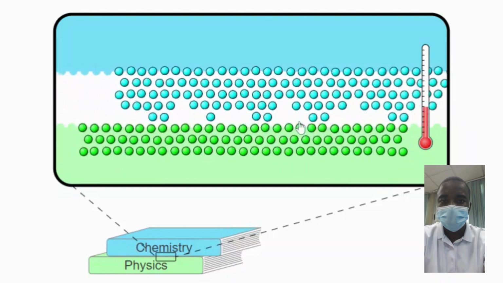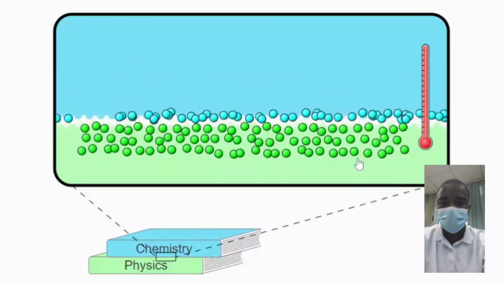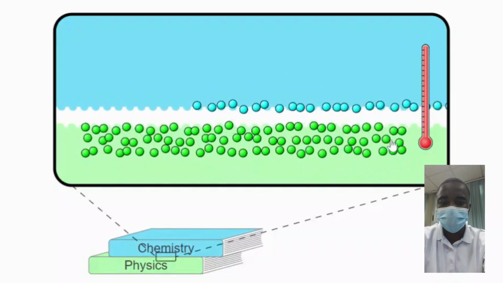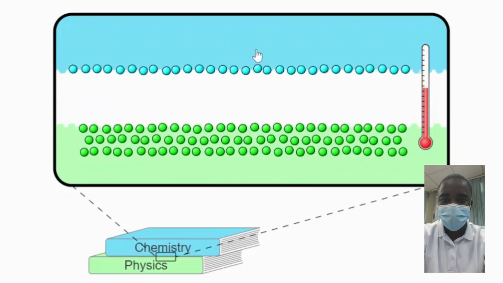3. Molecular interaction. The simulation shows the molecular interactions at the surfaces of the books. When the chemistry book is rubbed against the physics book, the molecules on the surfaces interact, causing friction.